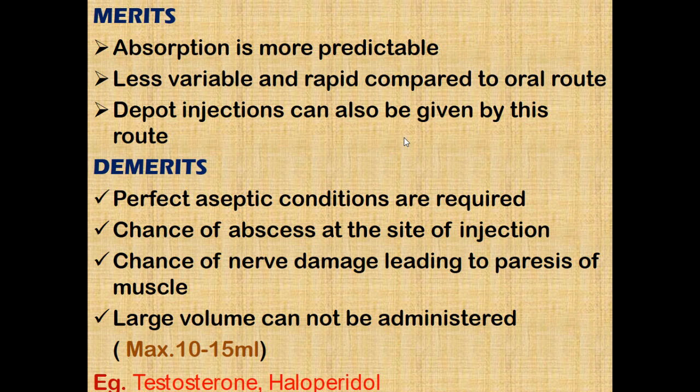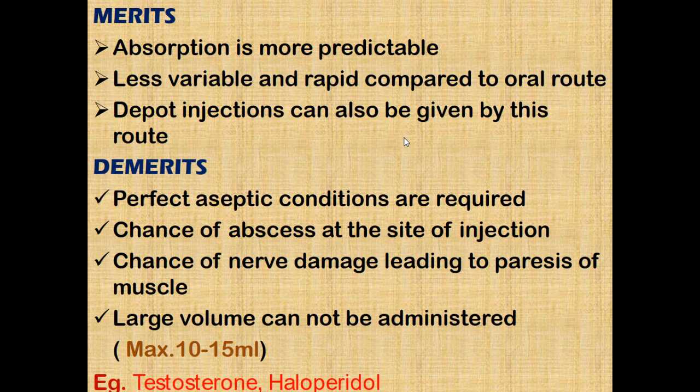Then all parenteral routes require this thing, perfect aseptic condition. Then there are chances of abscess at the site of injection, because if you have not diluted properly or not maintained the storage condition, that may cause a change, and when it enters the body it will become a precipitate. That's why you should be very, very careful while giving the intramuscular.